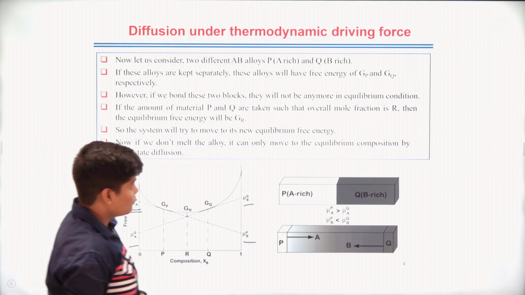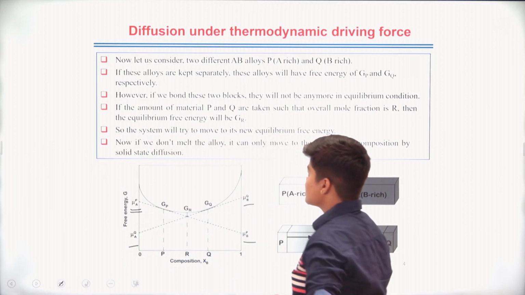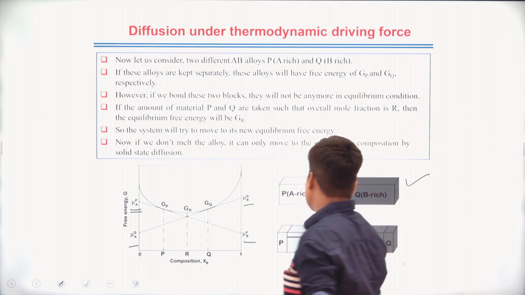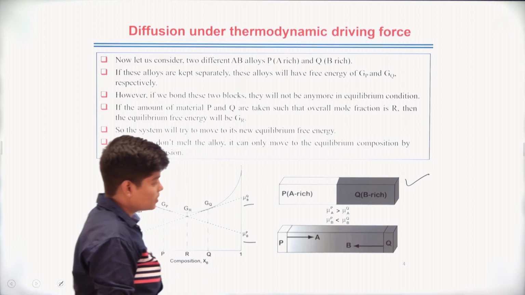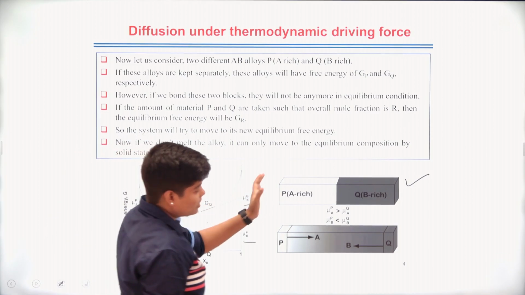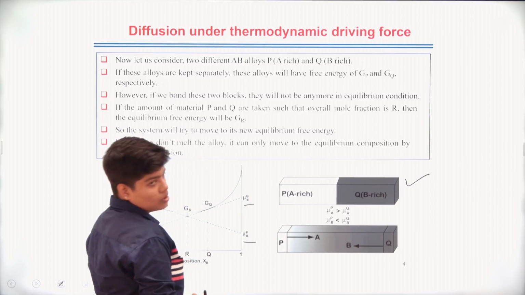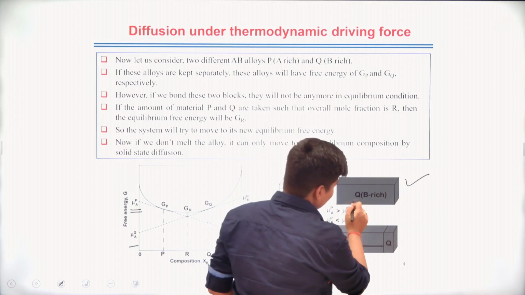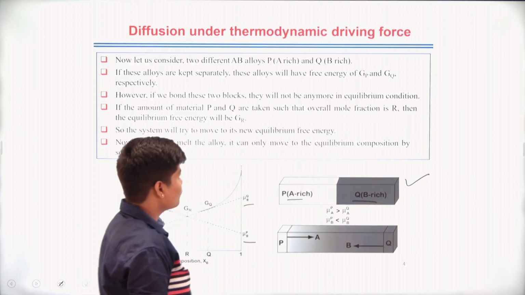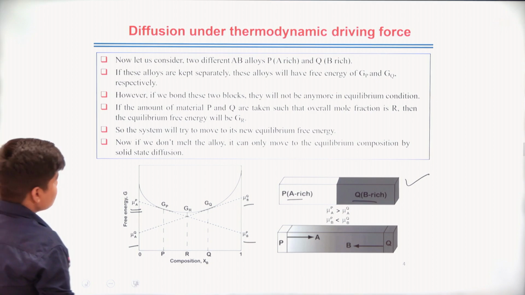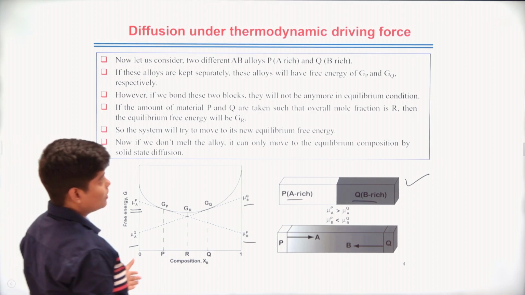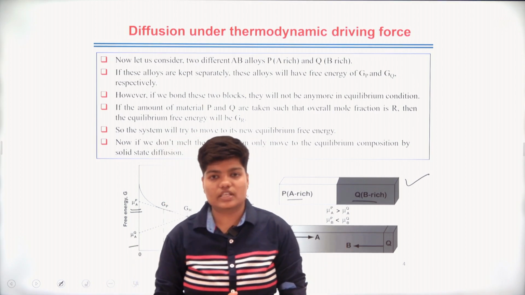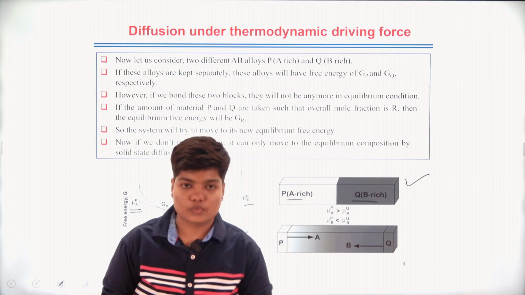This can be better understood by seeing these alloys. If we combine those two PQ alloys, in P the composition of A will be more and in Q the composition of B will be more. So what will happen if these alloys are kept separately? If the alloys are kept separately, they have different free energies, that is Gp and Gq.